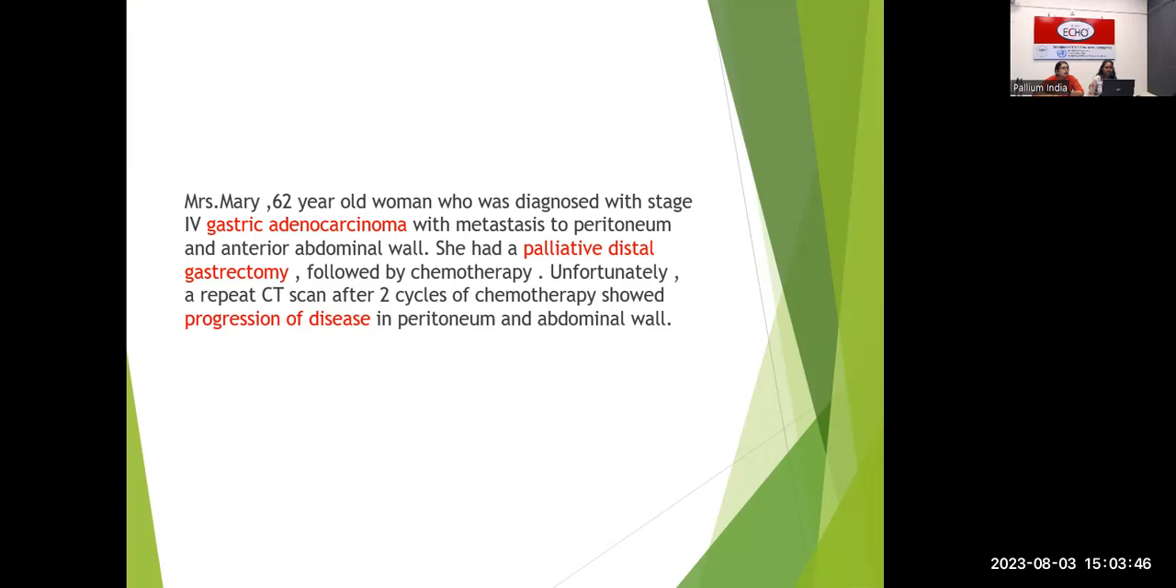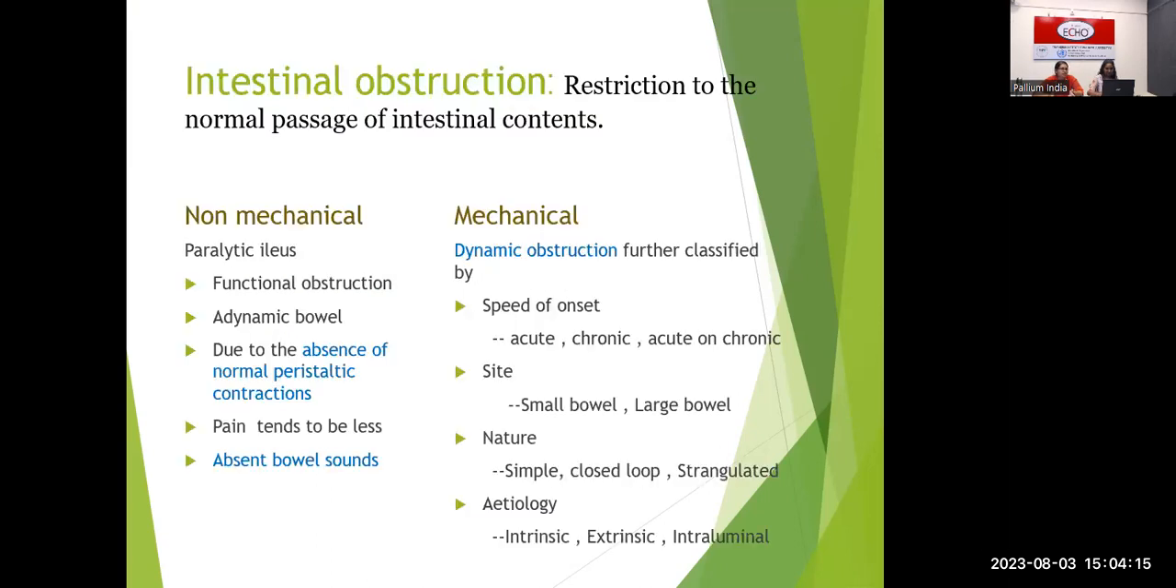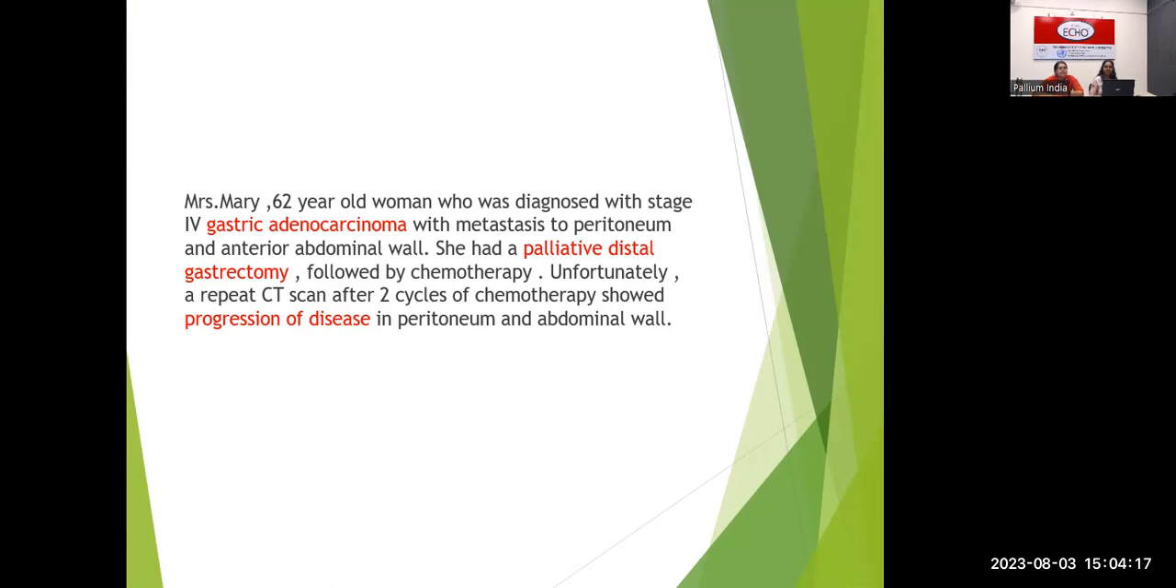So here we have a patient called Mary. She is 62 years old and is diagnosed with stage 4 gastric adenocarcinoma, and she has metastasis to the peritoneum and anterior abdominal wall. She had a palliative distal gastrectomy followed by chemotherapy. Unfortunately, a repeat CT scan after 2 cycles of chemotherapy showed progression of the disease into the peritoneum and abdominal wall. Very commonly, people at this stage present to you with vomiting or abdominal pain.